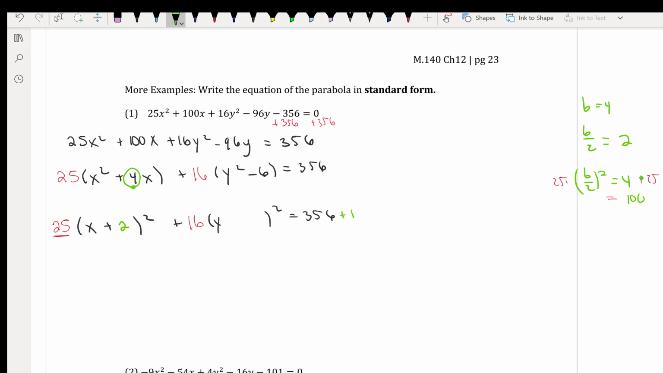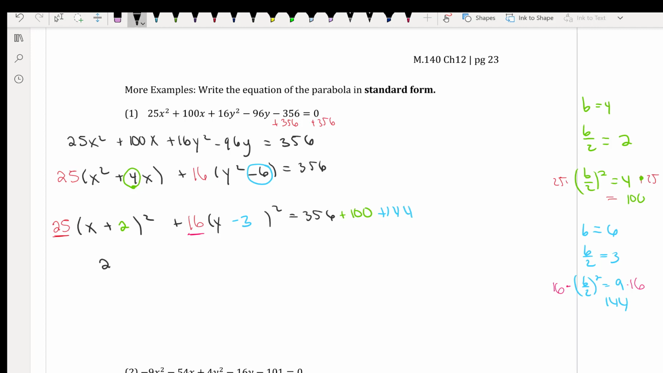So I'm going to add over here 100. Now, over on this side, I'm going to look at this b value. That b value is 6. So if I divide that by 2, that's 3. And then I'm going to have to square it, which is 9. But I also have to multiply it by the number out in front. The number out in front is 16. So I'm going to have 9 times 16, which is 144. So I'm going to add 144 to the opposite side.